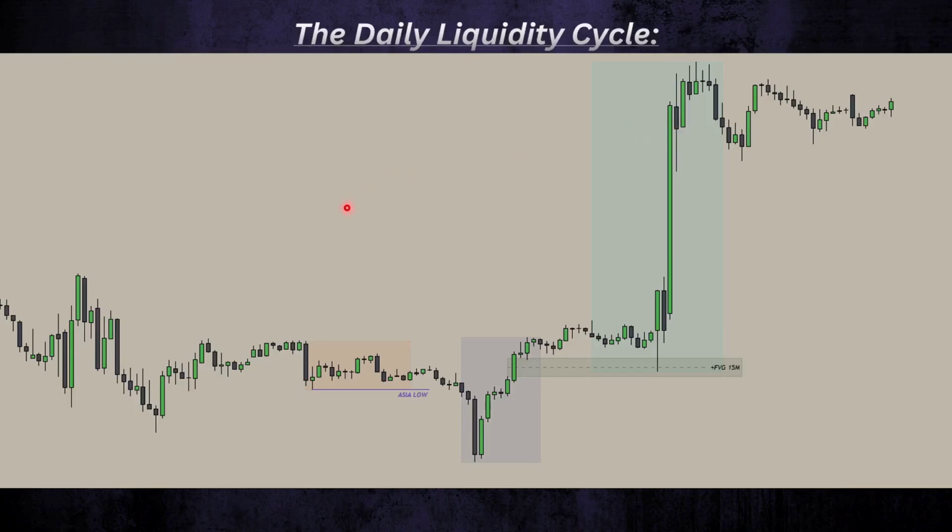So in this example, the flow is simple. Asia builds liquidity, London takes liquidity, London expands, New York rebalances, and the move continues.